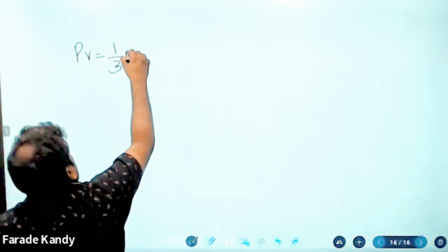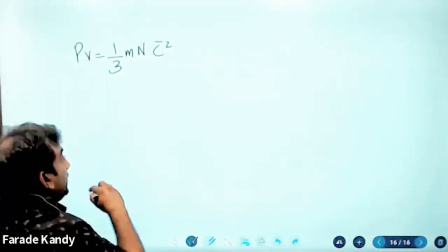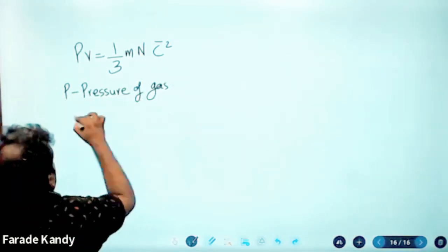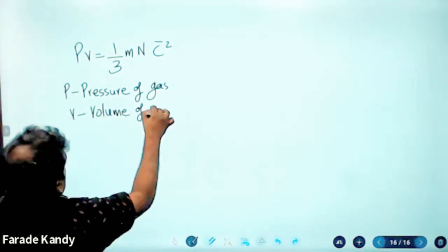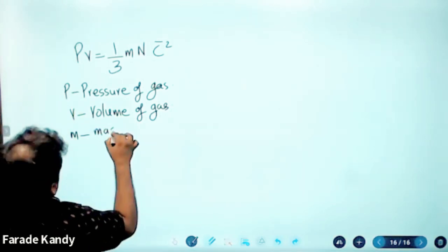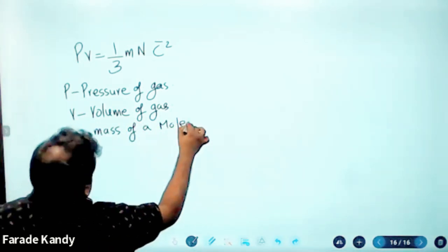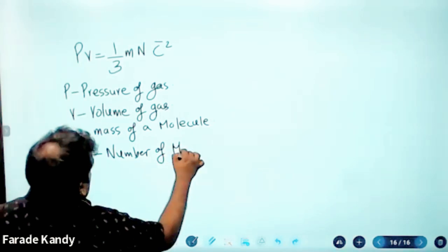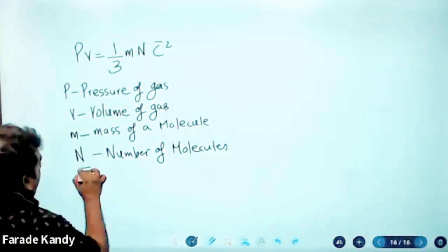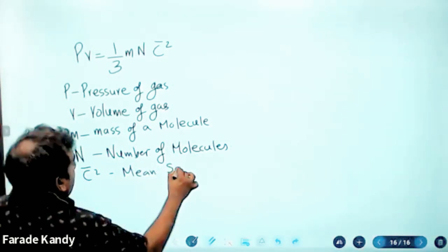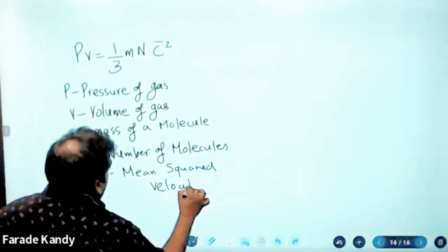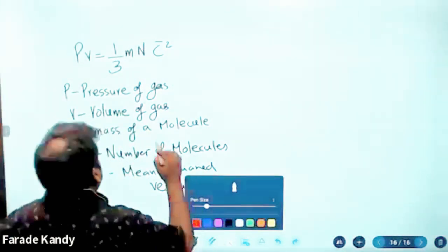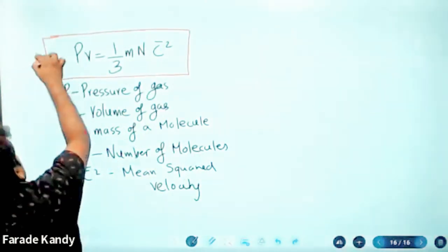PV equals 1/3 m N c squared bar. P stands for pressure of the gas, you all know, no? V stands for volume of the gas. m stands for mass of a molecule. N is number of molecules. C squared bar, all of you know, no? What do you call it? Mean squared velocity. Not root mean, na? Mean squared velocity. Clear? This equation we can directly use in physics. Proof no need.